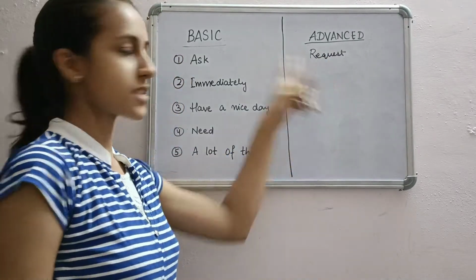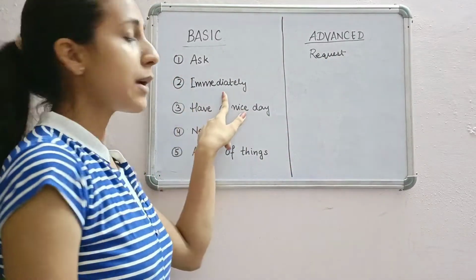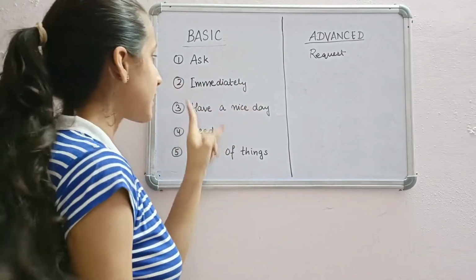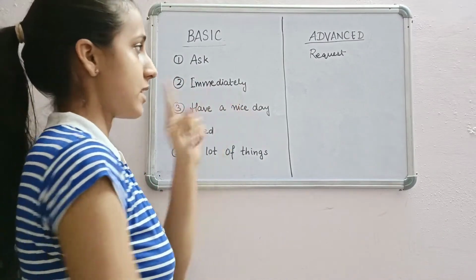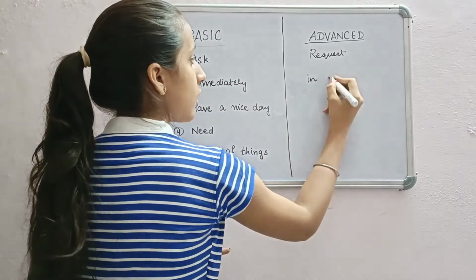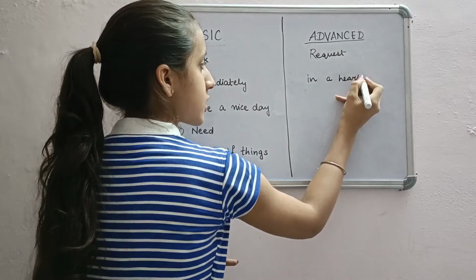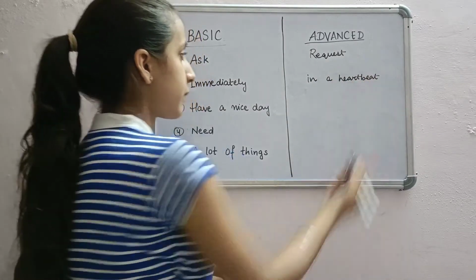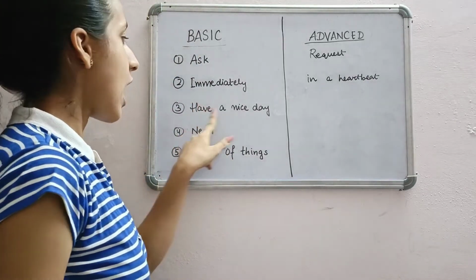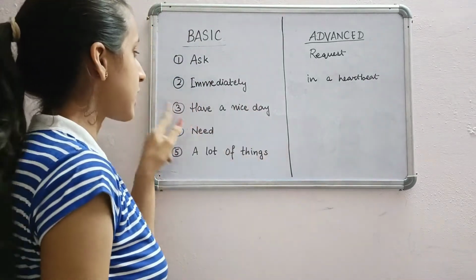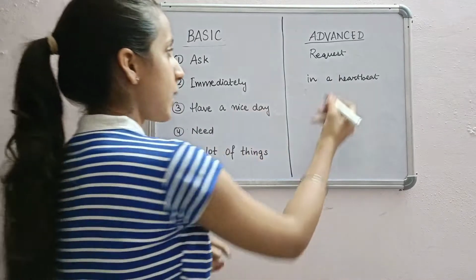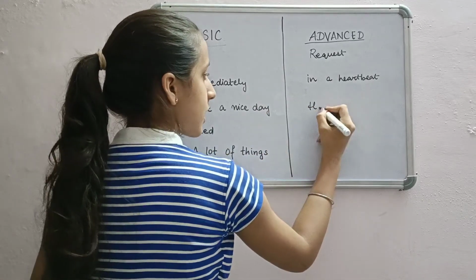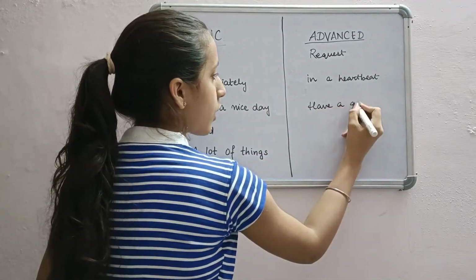It's request. The second one is immediately. I repeat, it's immediately, and we say in a heartbeat. The third one is have a nice day. I repeat, it's have a nice day, but in advanced English we say have a good one.